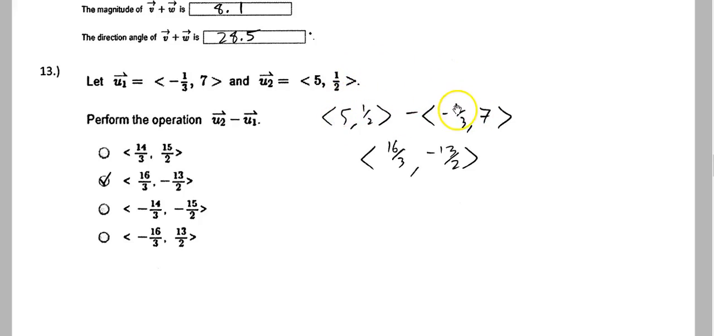So I was doing 5 minus 1/3, in which case you do need a common denominator for that. So you might want to think of this as 15 over 3. And then since we have double negatives, we're subtracting a negative. It's actually the same as adding 1/3 instead. And then I had 1/2 minus 7, but we might want to think of that as 14 over 2 for common denominator purposes. So 1/2 minus 14 over 2 is negative 13 over 2.